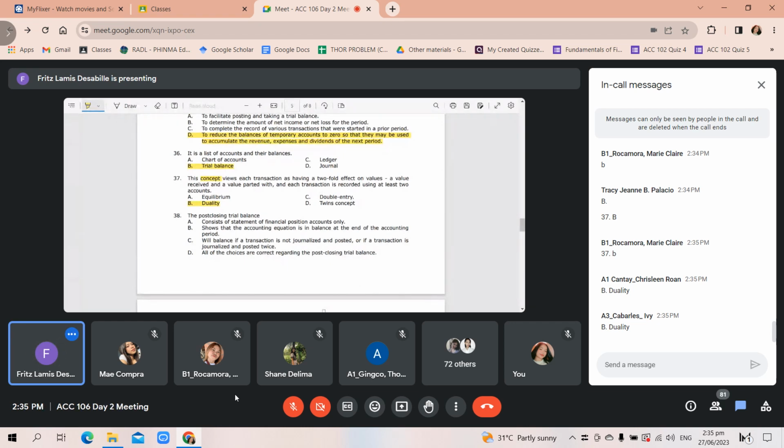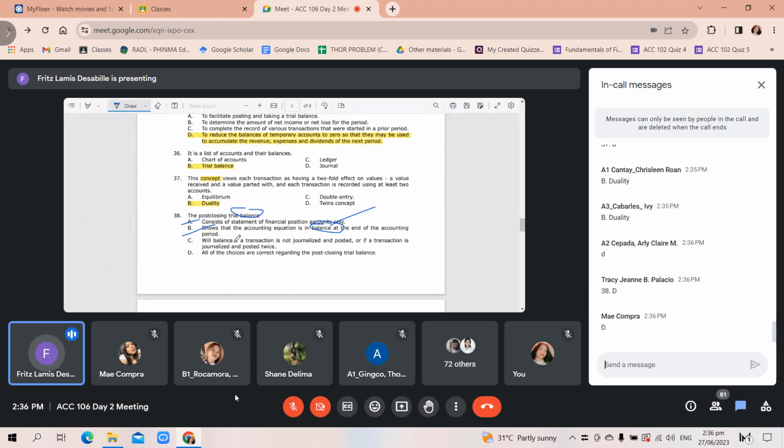Okay. So post-closing trial balance, what? So let's go over all items. So 38 consists of statement of financial position accounts only, correct? No, because the temporary accounts or the income statement accounts are closed. Shows that the accounting equation is in balance at the end of the accounting period, correct? Is in balance, sorry. Correct gyapon because it's a trial balance, di ba? They should balance. Letter C, will balance if the transaction is not journalized and posted, or if a transaction is journalized and posted twice. Correct.